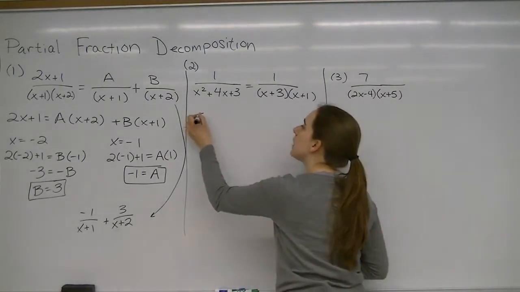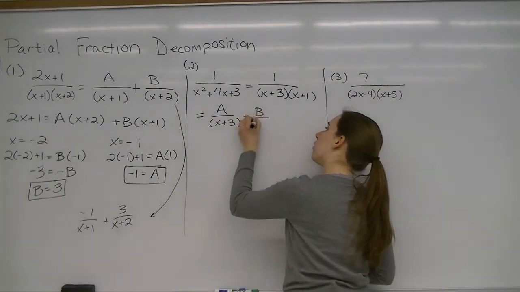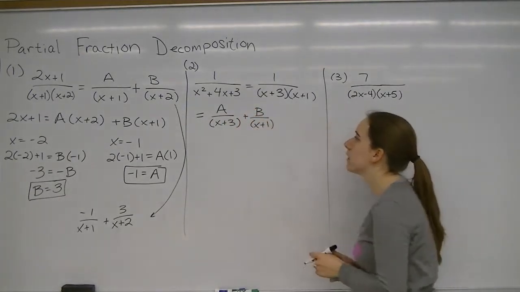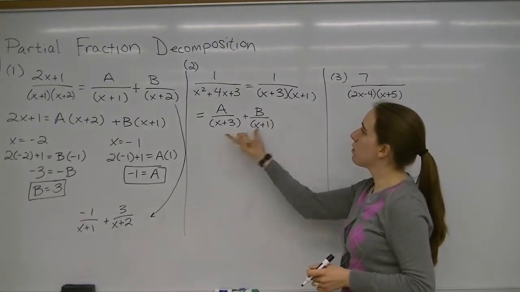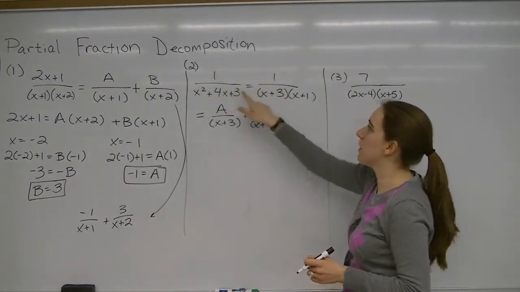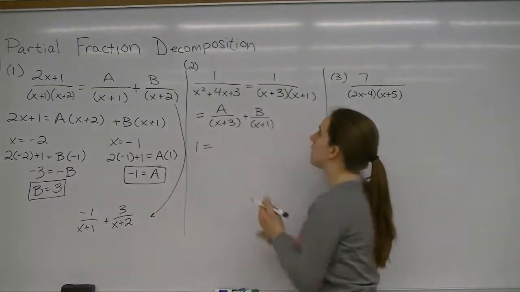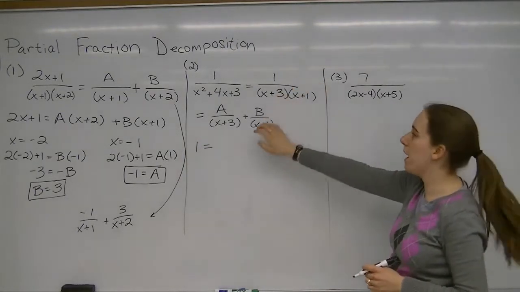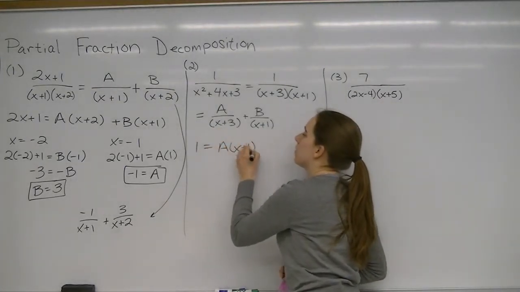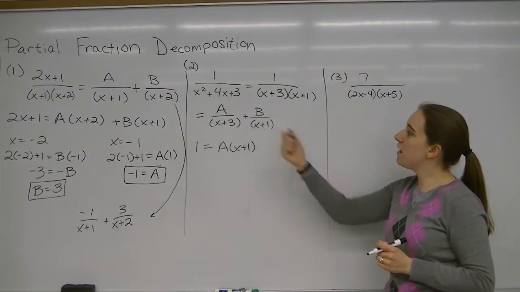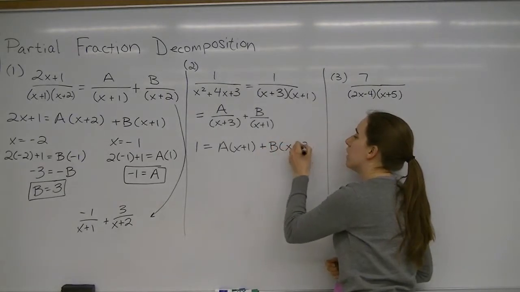I'm going to propose that I can write it as A over x plus 3 plus B over x plus 1. So I'll multiply these three pieces, I don't need to worry about this because these two are the exact same thing, by the denominator here. So I end up with 1, because the denominator will cancel with what I'm multiplying by. Then my x plus 3's will cancel, so I'm left with A times x plus 1. And then this last piece, the x plus 1's will cancel, I'll be left with an x plus 3 times B.